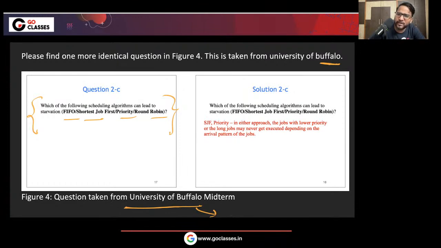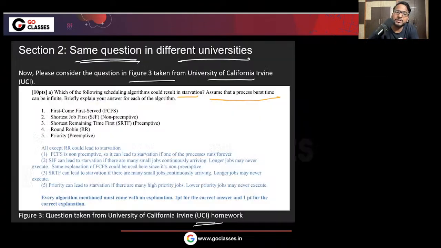So this is an extremely reputed university, which is asking which of the following can lead to starvation, the exact same question they asked in GATE. They are not giving FCFS as an option. So what is the difference between this question and that question? In this question, they have explicitly said to assume that process burst time can be infinite, right?